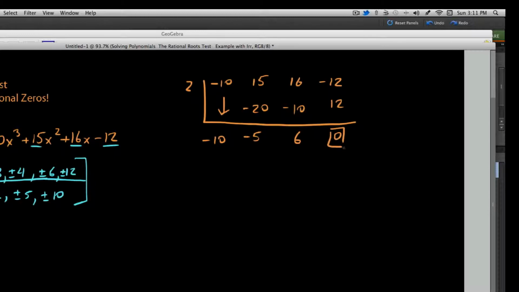We were pretty sure we were going to get no remainder anyways, or a function value of 0 at the x value of 2. So good news, cool beans. We've actually got a 0. One of our zeros is 2, and that was rational. That was on our list, 2 over 1. So we want to find the other 2, so we'll write this out now.